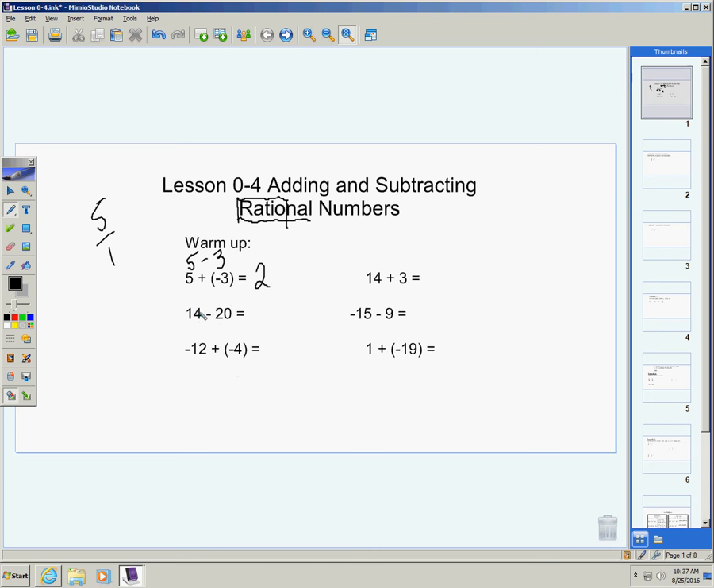Down here, 14 minus 20. 14 minus 20 would give you negative 6. Remember, if you have a positive number and you subtract a number bigger than it, you're going to end up with a negative number.